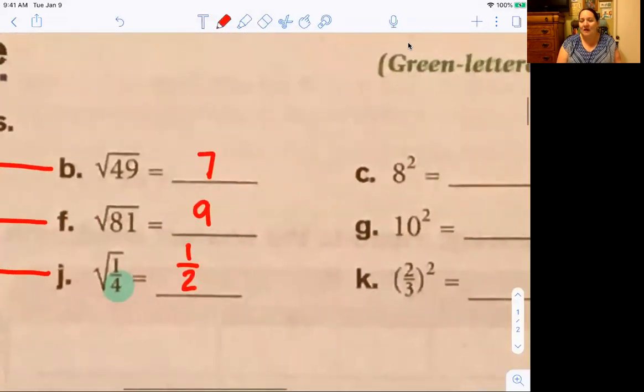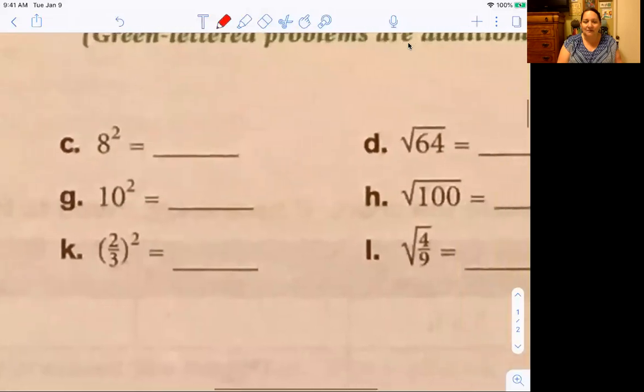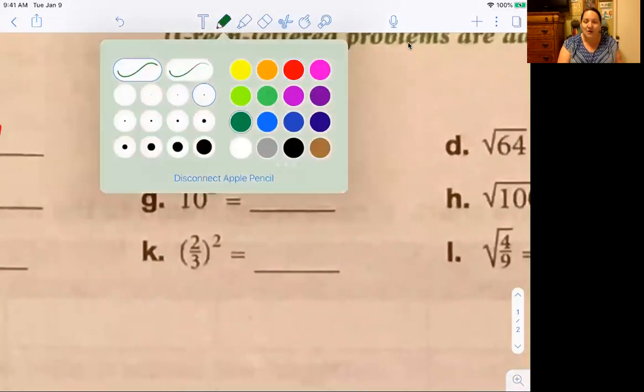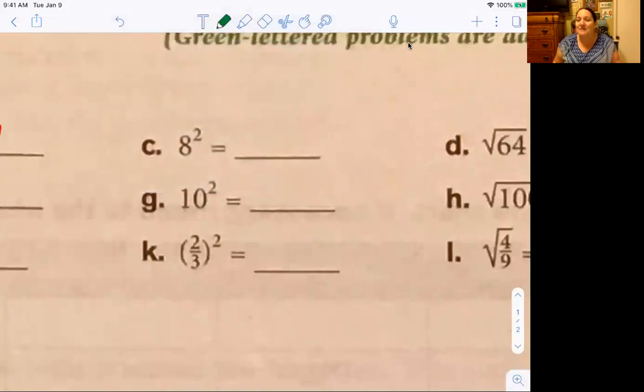Let's keep going. Oh, letter C. Let's look at letter C. We have 8 squared. 8 squared. 8 times 8. 64. How about 10 squared? 10 times 10. 100. How about 2/3 squared?